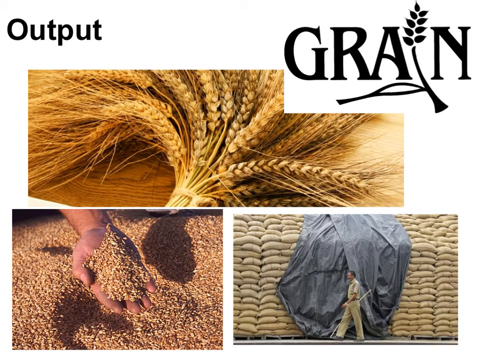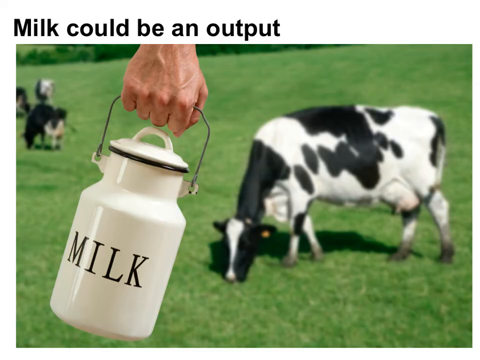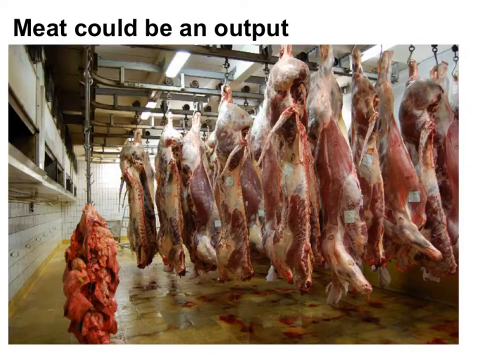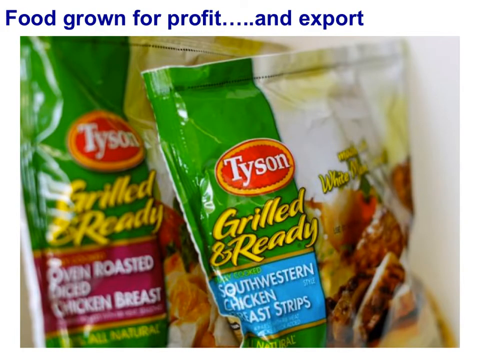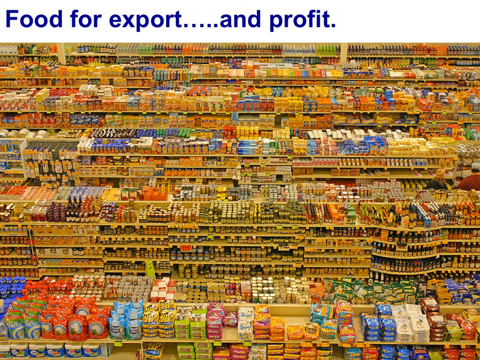Let's move to outputs. The output of the modern industrial farm is the part of the crop of interest to humans, the wheat grain, by way of example. If the industrial farm includes any animals, milk could be an output. Are there added hormones in the milk? If the industrial farm includes any animals, meat could be the output. Industrial farms focus on mass production for profit, often for export. Industrial commercial farms focus on mass production, profit.